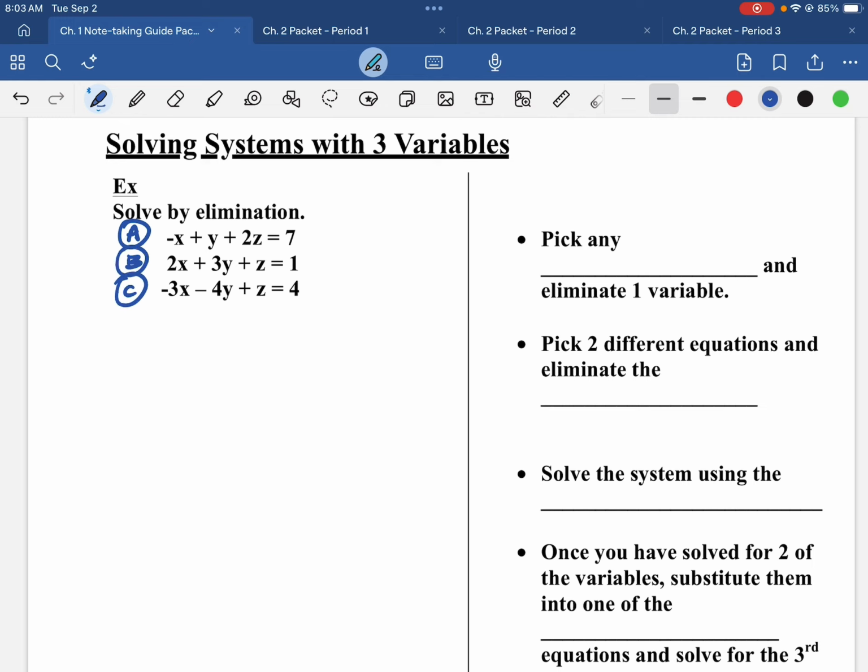Okay. Also, you want everything to be lined up like it is here: x's, y's, z's, equal signs, and constants. It doesn't have to be lined up like that, but all 3 equations should be lined up in the same way.